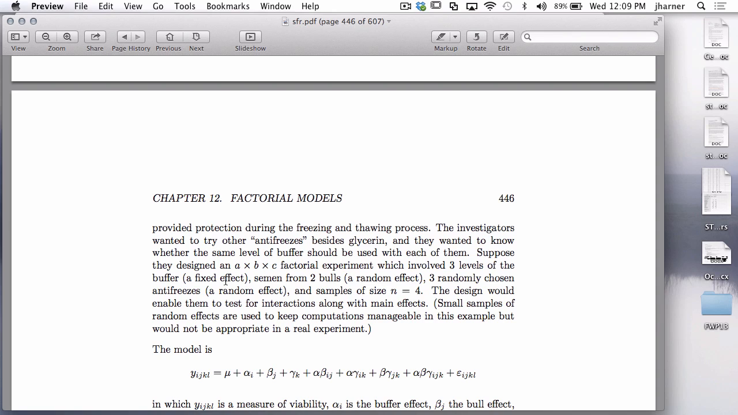At any rate, now in the book, I'll stick with this. He says antifreezes are a random effect. That implies you have a bunch of antifreezes to choose from, and you select how many in this case? 3. I'd probably think that was actually a fixed effect if I were thinking about it, because maybe there are tons of antifreezes out there, and you can sample 3 at random. But I would probably do buffer and antifreeze as fixed and bull as random, but we'll stick with the book. That may change as I redo things.